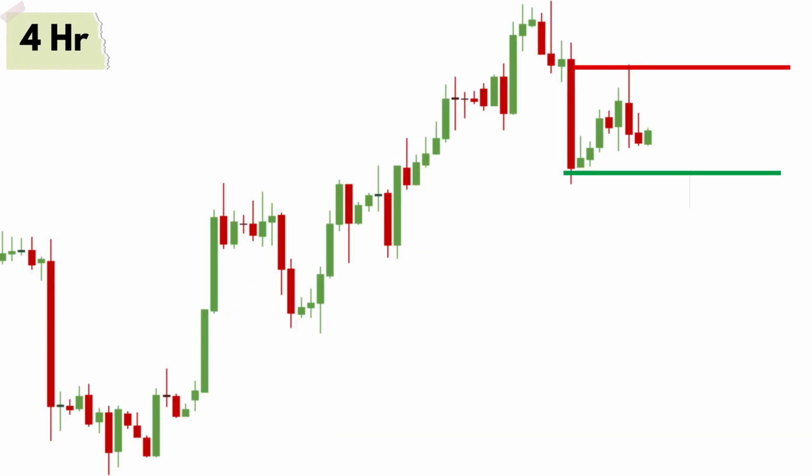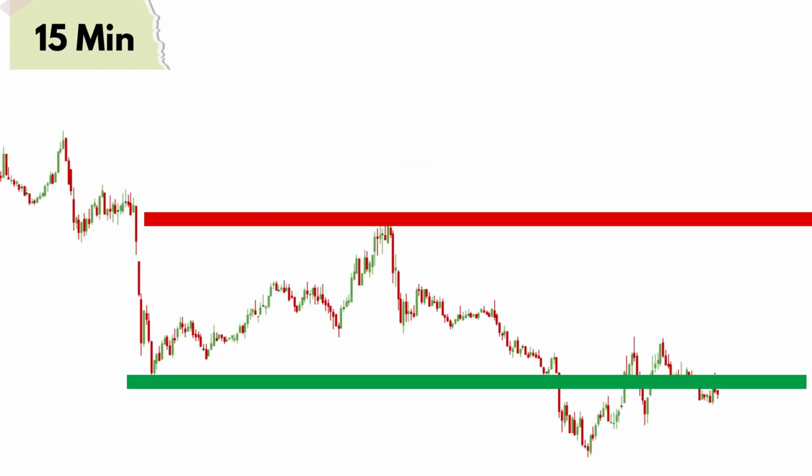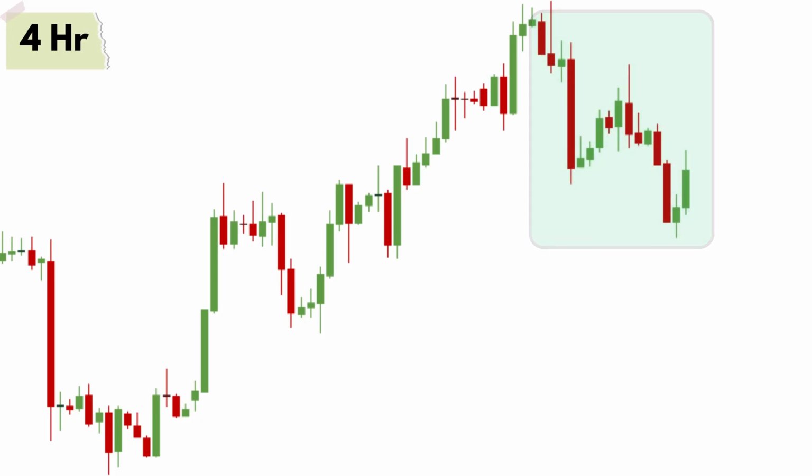Equally important is the practice of marking key high and low points within a consolidation zone. This technique is instrumental in determining potential market direction, serving as a foundational step before executing trades based on candlestick patterns. Diving deeper into analysis, the significance of scrutinizing multiple timeframes cannot be overstated.